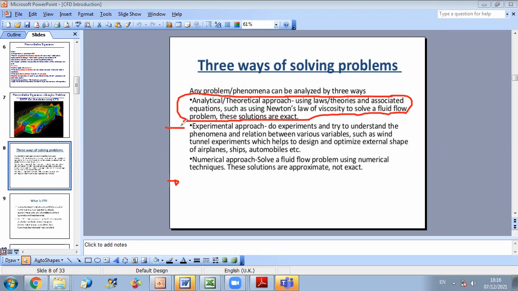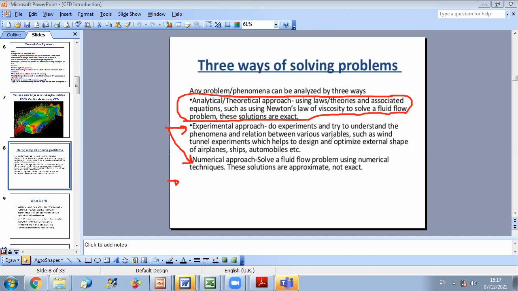This is why we have two other main approaches, as we said, the experimental and the numerical one. The experimental approach consists of doing experiments and trying to understand the phenomena and the relation between the different variables affecting the problem, such as wind tunnel experiments, which help to design and optimize the external shape of airplanes, ships, and cars. So in aerodynamics, experiments in wind tunnels are widely used. Okay, but you know that experiments take time and have a high cost.